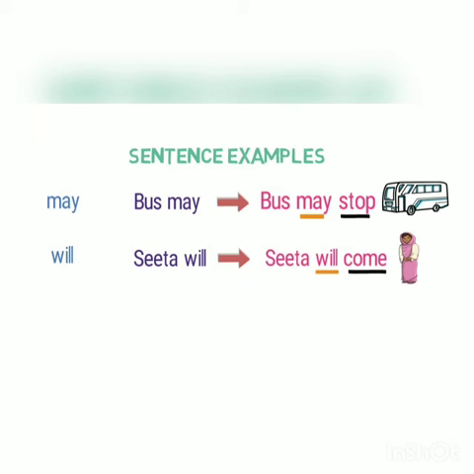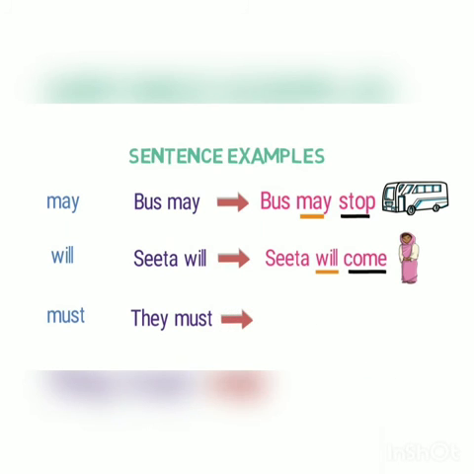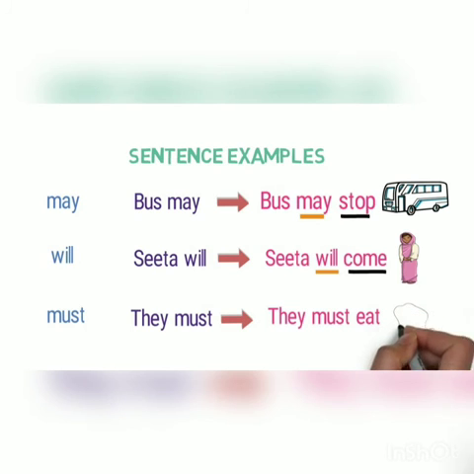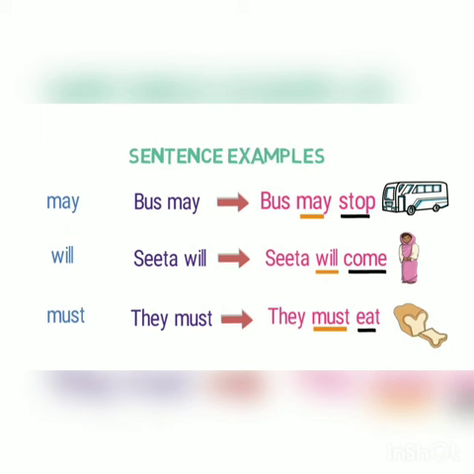Now let's look into the last example, must. Now look at this sentence, they must. Here the verb must is of no meaning to the sentence if it is not followed by any main verb. Now look at this sentence, they must eat. Now we have a meaningful sentence conveying that they must eat the food. Here must is a helping verb and eat is a main verb.